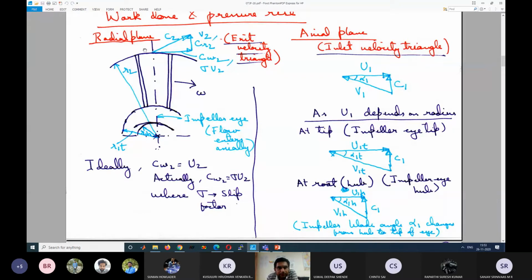Yes, sir. Okay, good. Because this is very important to understand. Problems are very simple once you understand the diagram. So this part is easy to understand. Students sometimes get confused about the inlet velocity diagram, because the inlet velocity diagram is not in the plane of your screen. So you have to imagine that this inlet.